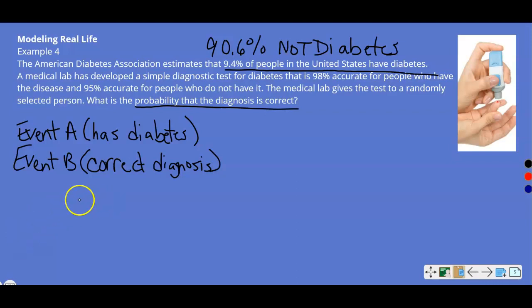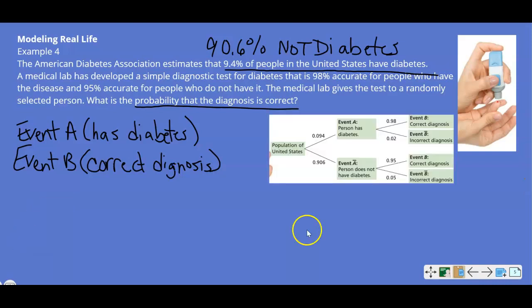So I'm going to just copy that over so that we can see the different events and look at the percentages from there. I did try to draw this the first time, but it was going to be very difficult to read, so I'm just going to copy this out of the book. But you can see the whole population of the United States, event A, and the complement of A, which we discussed right here. And then we have each one, so a person with diabetes can have a correct or an incorrect diagnosis. It gives us that the 98% is accurate, which means 2% is incorrect diagnosis.